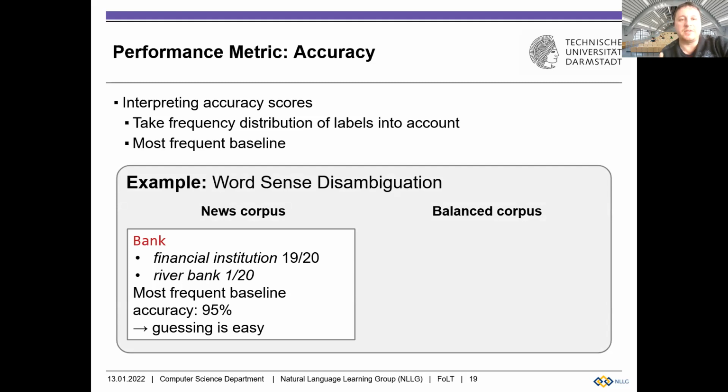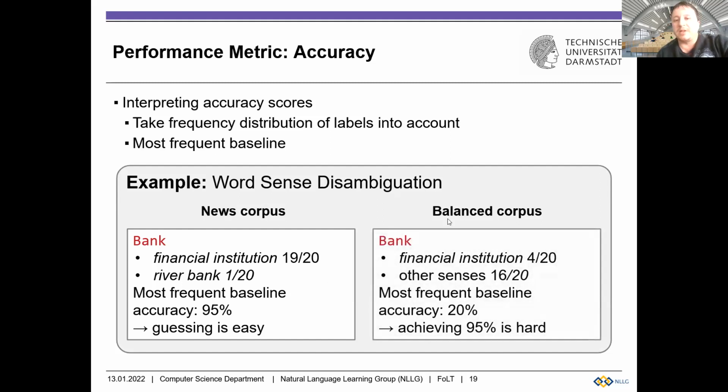Now, if we have a classifier with a performance of 97%, that looks impressive, but we need to keep in mind that it's very easy to get 95% by just always guessing the financial institution. This is what can be misleading about accuracy: we can get very high numbers that do not actually mean very much, because of the frequency distribution of the data, namely that a majority of instances could be of one class.